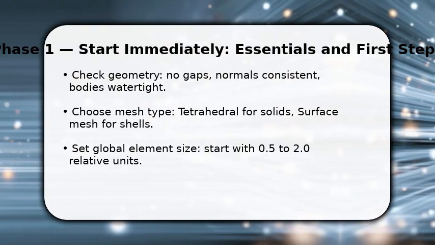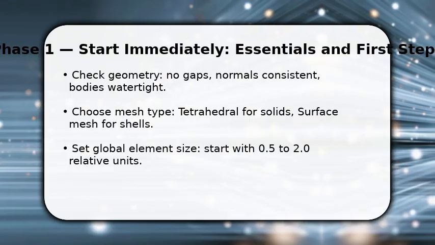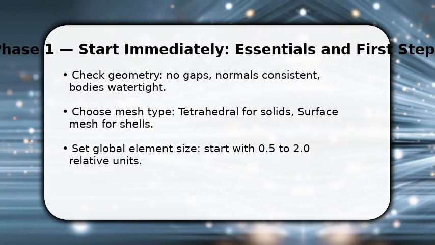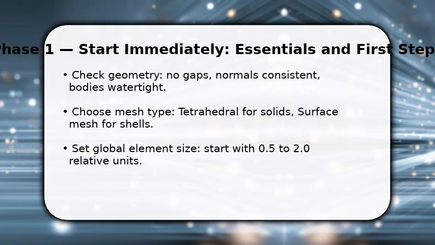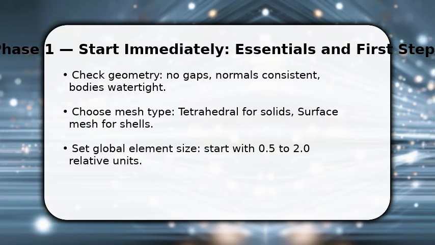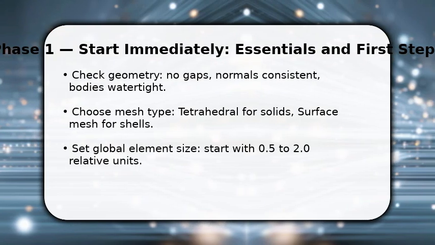Once chosen, set a global element size around 0.5 to 2.0 units as a starting point. This gives a balance between resolution and computation time. Make sure to save a copy before meshing.